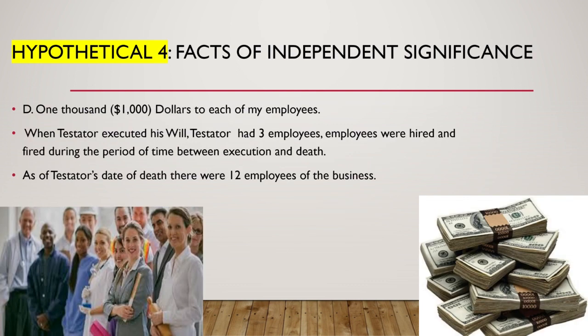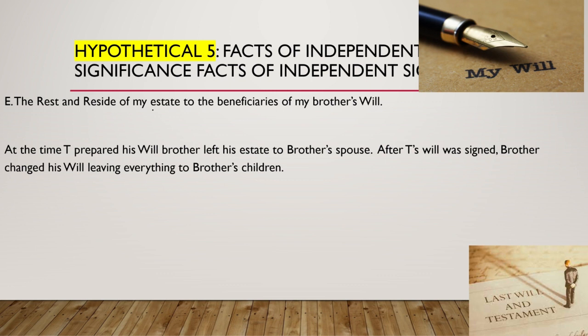Four: $1,000 to each of my employees. Well, I'm not going to stop running my business as of the date that I execute my will. I'm going to hire and fire people for my own independent reasons. And so that one would stand. What about 5? The rest and residue of my estate to the beneficiaries of my brother's will. Well, guess what? My brother can update his will. And that update will control my will, my residual bequest, because my brother is updating his will for independent reasons. And therefore, that provision will stand. So we'll take a look at these. Facts of independent significance is a little tough, but hang in there.